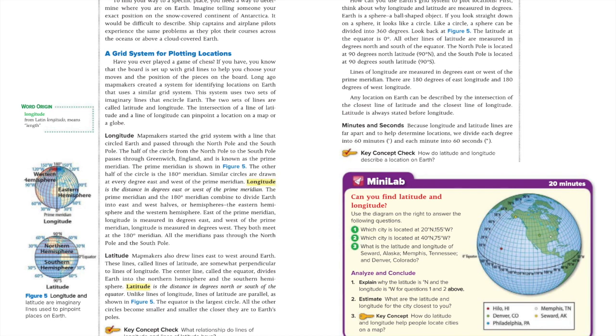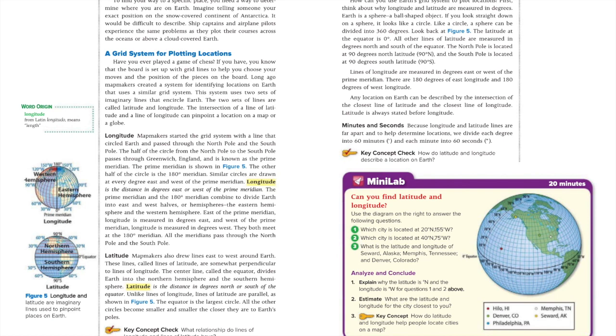To find your way to a specific place, you need a way to determine where you are on Earth. Imagine telling someone your exact position on the snow-covered continent of Antarctica. It would be difficult to describe. Ship captains and airplane pilots experience the same problem as they plot their courses across the oceans or above the cloud-covered Earth. So this is where longitude and latitude come into play. Please do not stress about it too much. I promise you this is going to be very understandable for you guys, okay?